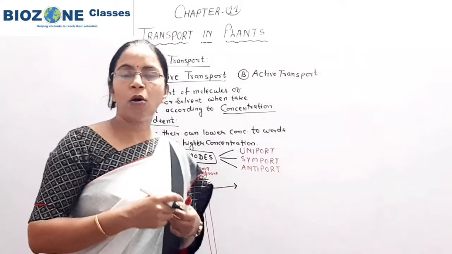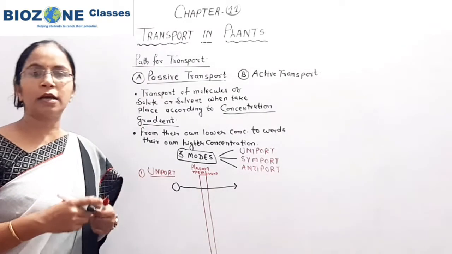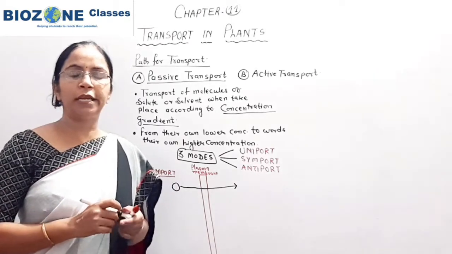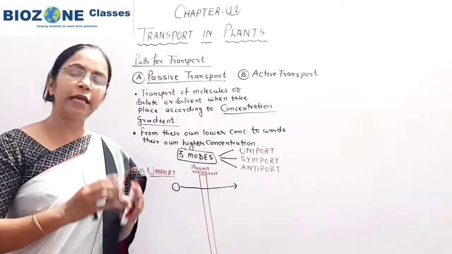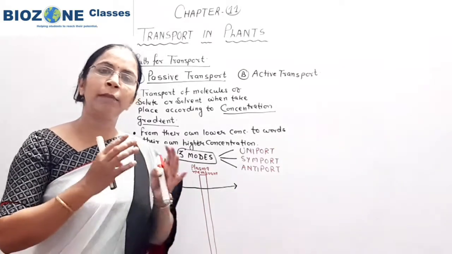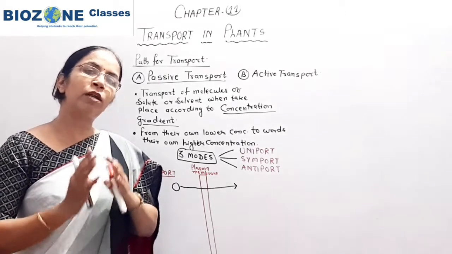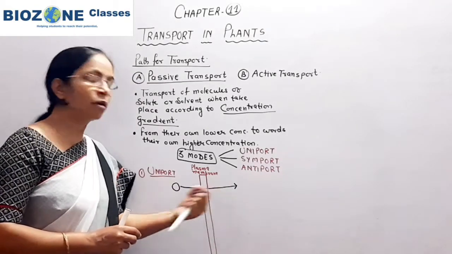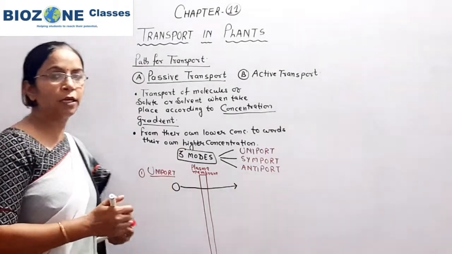One of the most common examples of uniport is oxygen and carbon dioxide transport during respiration. Whenever any cell undergoes inhalation, or even when we inhale, we only inhale oxygen, and that oxygen always enters inside the cell. How it enters is a different part, but during aerobic respiration, oxygen always enters inside the cell. Secondly, one molecule of oxygen is transported. So remember, uniport means a single molecule is transported in a single direction.